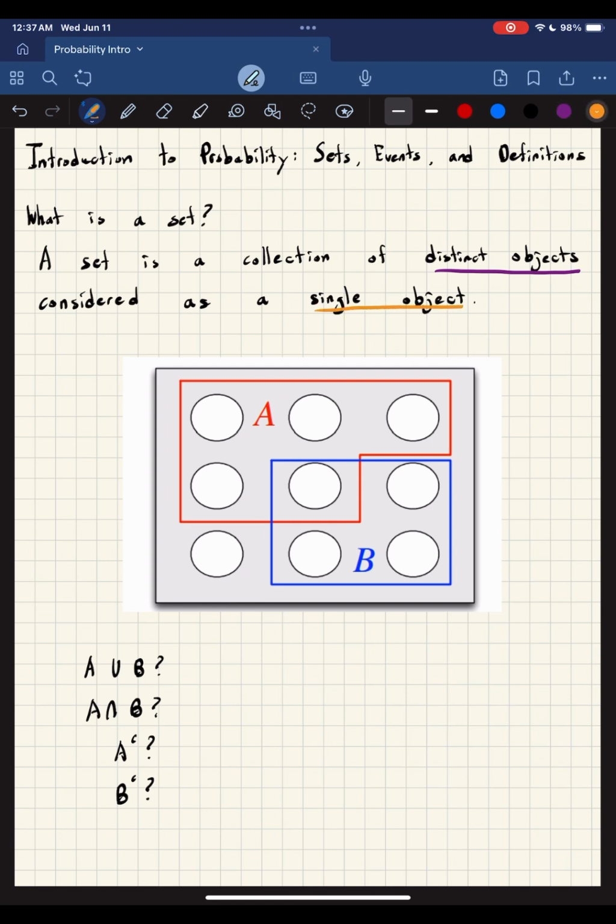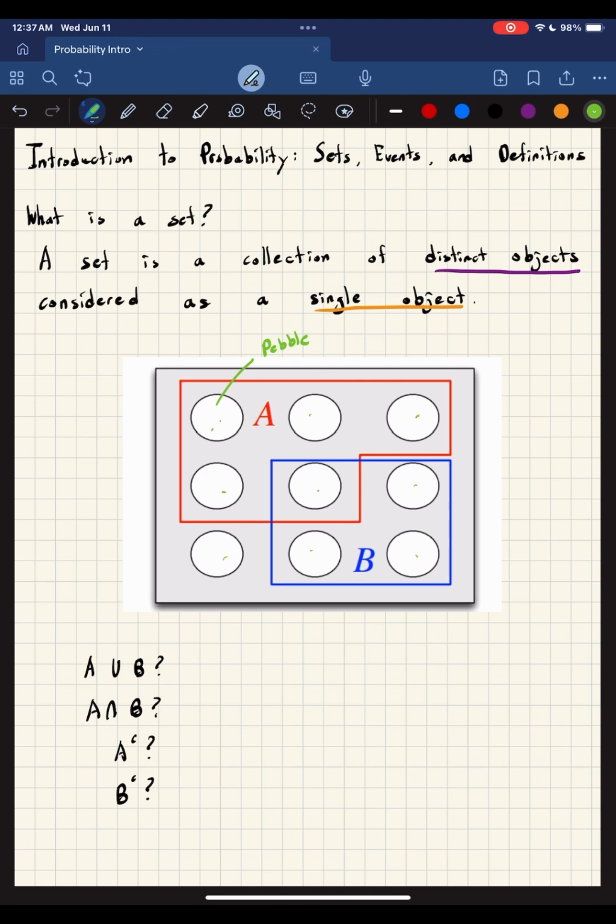Now let's break down this definition. Again, a set is a collection of distinct objects. So let's, for example, look at this picture here. There are many distinct objects here, and we'll call them pebbles. So this right here we can call a pebble. Now there are many distinct objects here. There's 1, 2, 3, 4, 5, 6, 7, 8, 9 different pebbles.